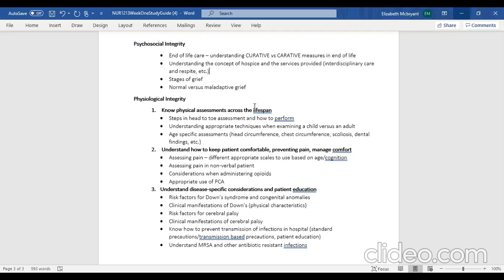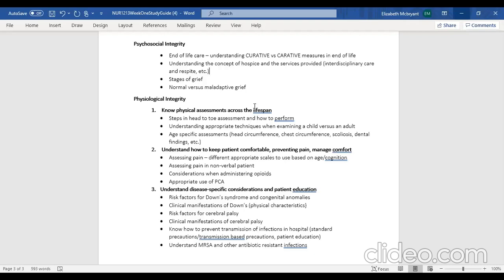Understand how to keep patients comfortable, preventing pain. So you need to know how to assess pain, know the different scales. What are some nonverbal cues that a patient is in pain if they're not able to communicate? Considerations again with the meds: administering opioids, knowing the side effects and adverse effects, what to look out for, safety when administering opioids, appropriate use of a PCA pump, who's supposed to be pushing the button and that kind of stuff.